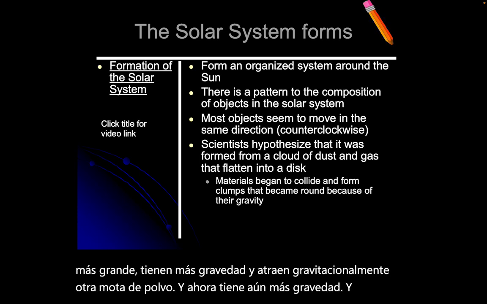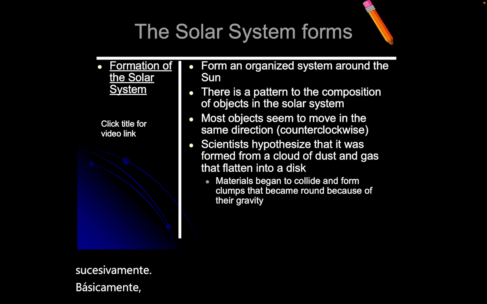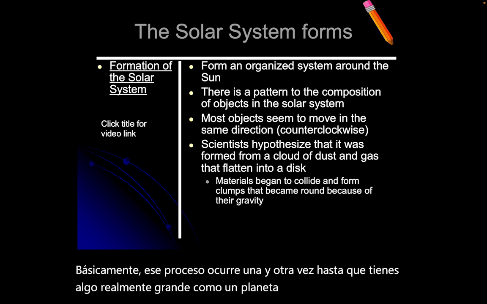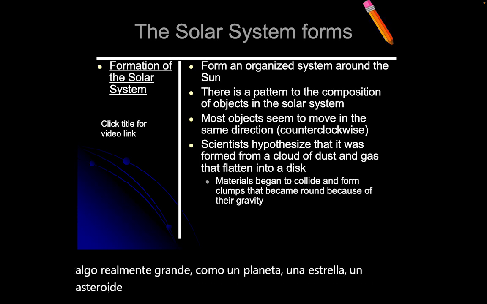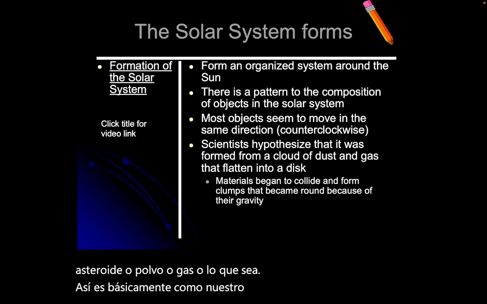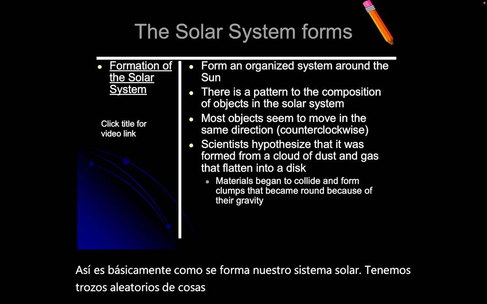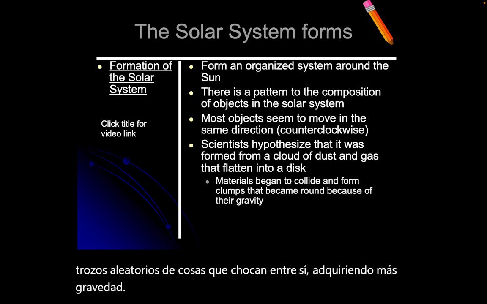Basically, that process happens over and over again until you have something really big, like a planet or a star or an asteroid or dust or gas or whatever. So that's basically how our solar system forms. We have random chunks of things that are colliding together, getting more gravity, they attract more things, and then you end up with things like planets and stars and all of that fun stuff.